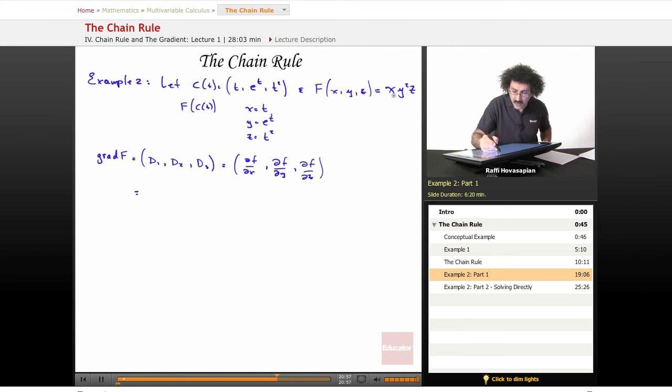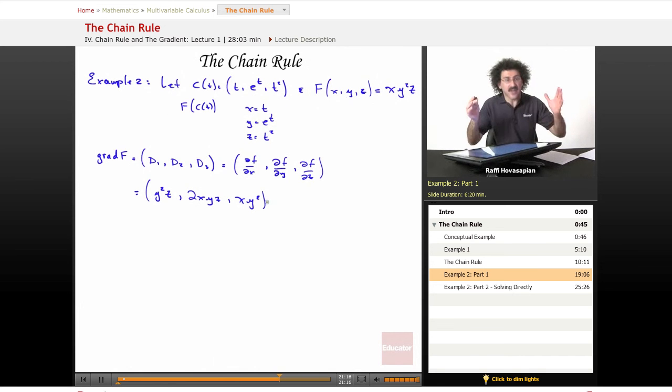The first partial, the derivative of this function with respect to x is y squared z. The derivative with respect to y is going to be 2xyz. And the derivative with respect to z is going to be x y squared. So this is my gradient of f. Okay. Now, my gradient of f evaluated at c of t.